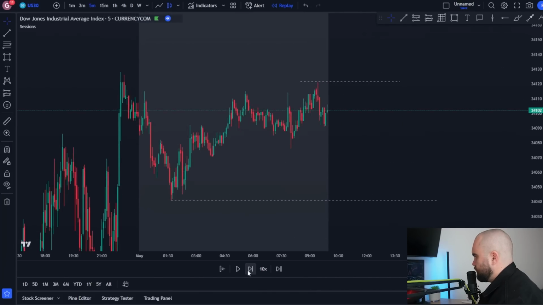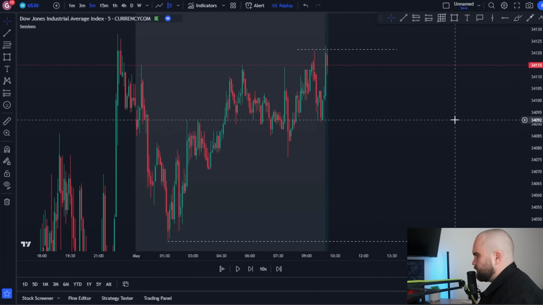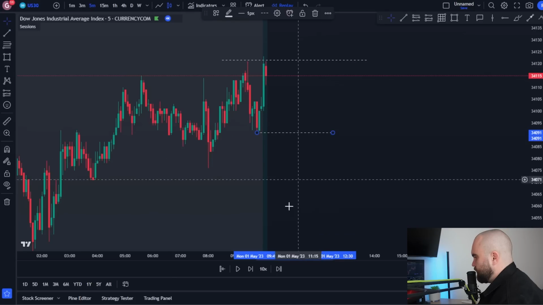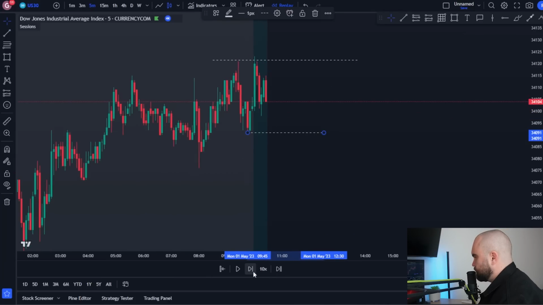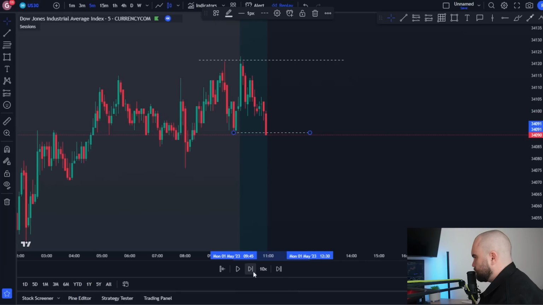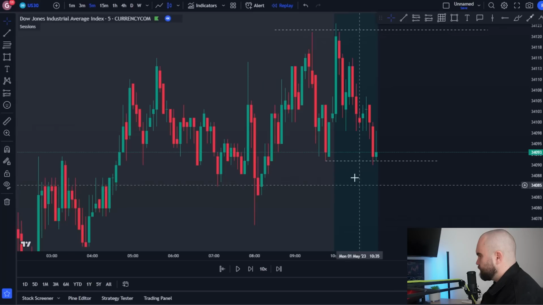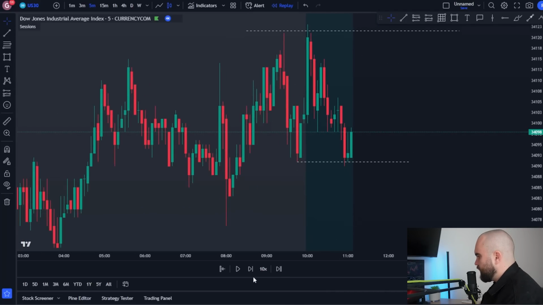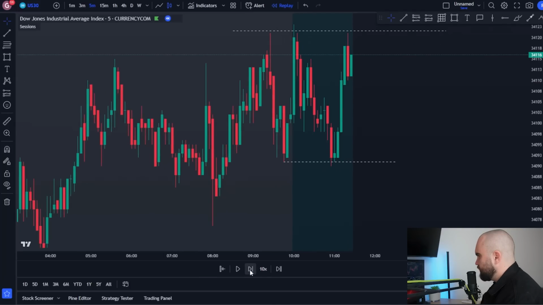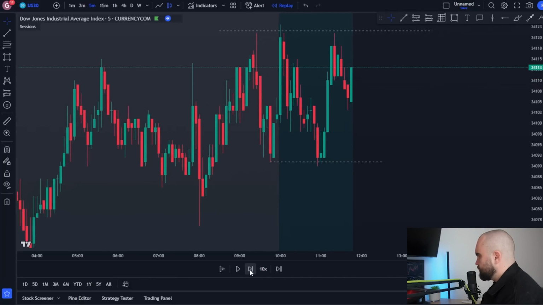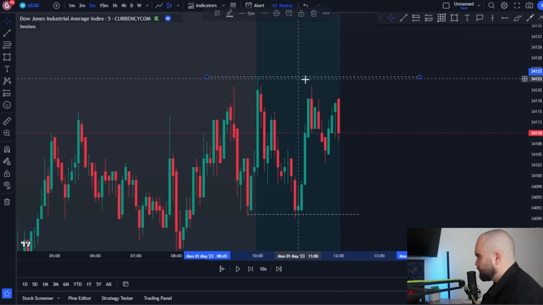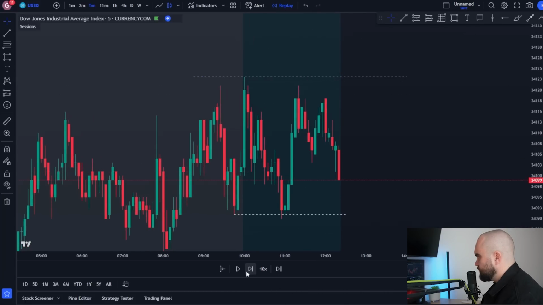Okay, so let us see. We got a sweep here. And so we would be looking for price to come and break structure, which it does. Okay, so we've had the break, but price is moving very efficiently. There's no gaps. So let us see if we get a gap. But price looks like it wants to sweep some more. So if price sweeps this, then we can look.